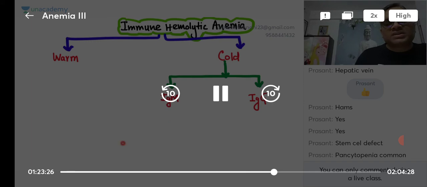Immune hemolytic anemia, nowadays, is also called autoimmune hemolytic anemia. The older name is autoimmune hemolytic anemia; nowadays it is called immune hemolytic anemia. Why is it called immune hemolytic anemia? Because antibodies are damaging the RBC. That's all. Antibody-induced RBC damage is present in autoimmune hemolytic anemia. The name itself is telling, right?